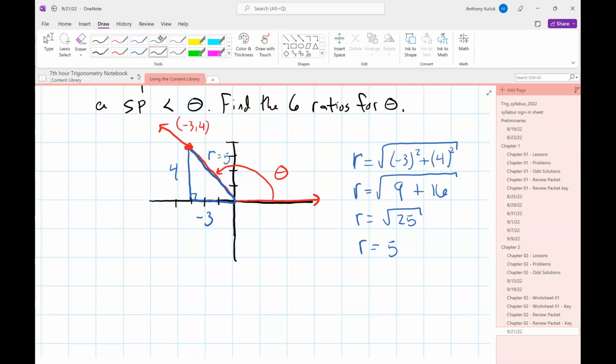So I now have the values for x, y, and r. Everybody happy? Okay. So sine should be y over r. Cosine should be x over r. Tangent should be y over x.